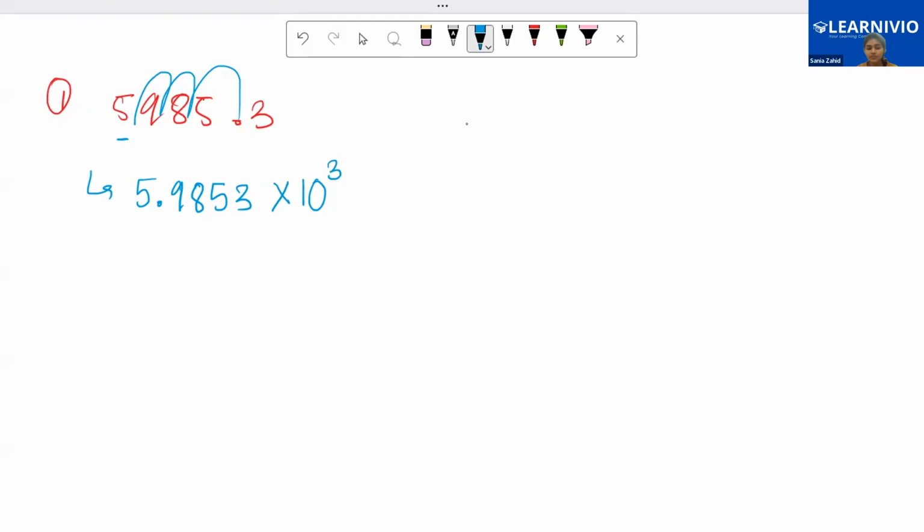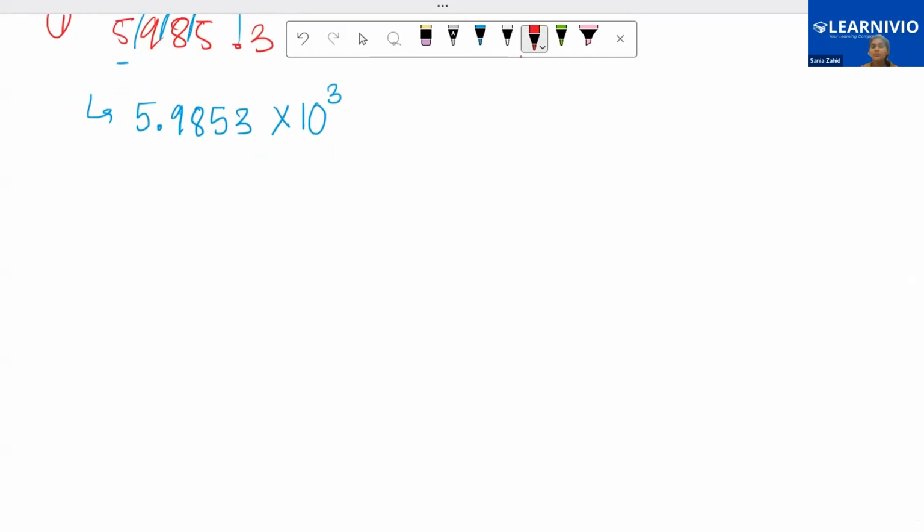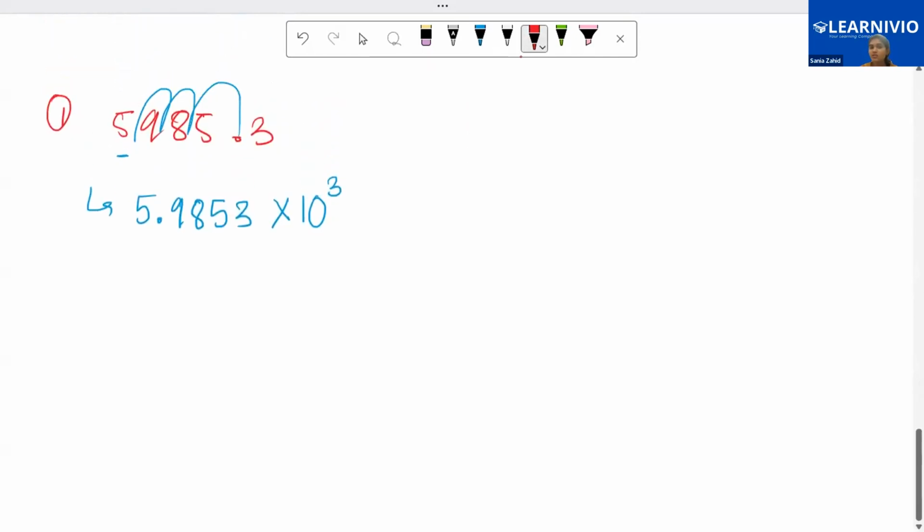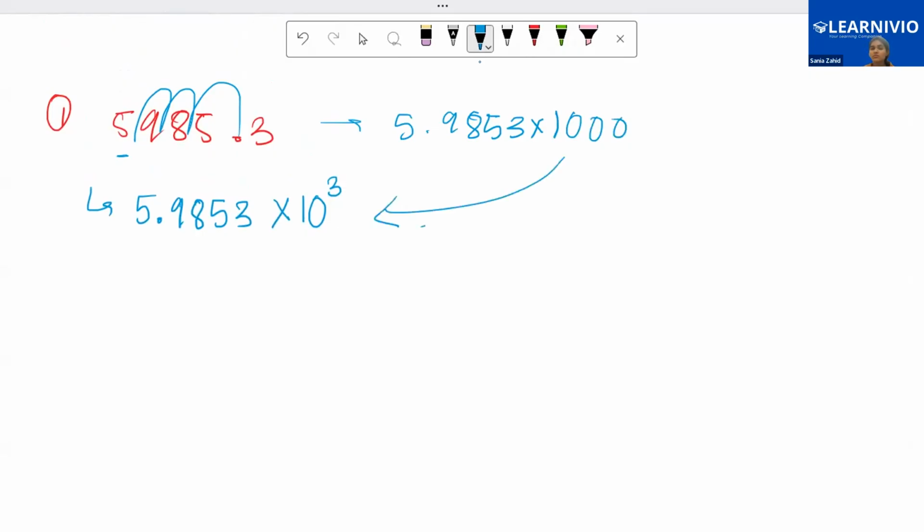Understood? Why 10? Because this is a rule. You can also say 5.9853 multiplied with 1, then how many decimal places? 1, 2, 3. So 1000 is 10 to the power 3 only.